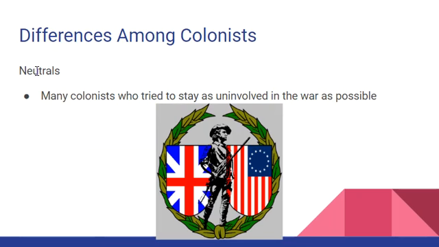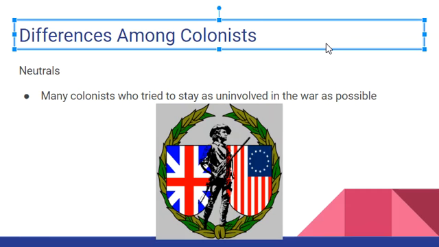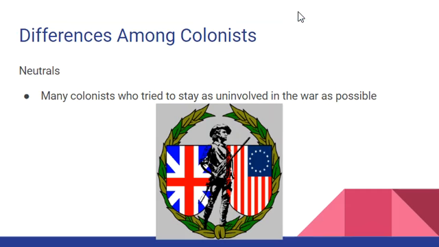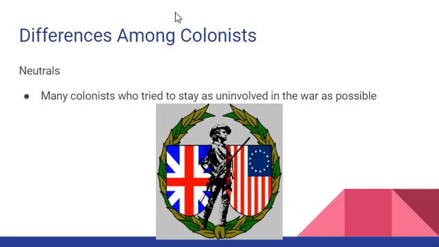Lastly, there were some people who were neutrals, and neutral just means in the middle, and many colonists tried to stay as uninvolved in the war as possible. So they didn't take a side, they weren't going to fight, and there were a lot of people like this. When the war was actually taking place, some of the wars were on their battlefield, they helped both sides, but they didn't take a side, they were indifferent.